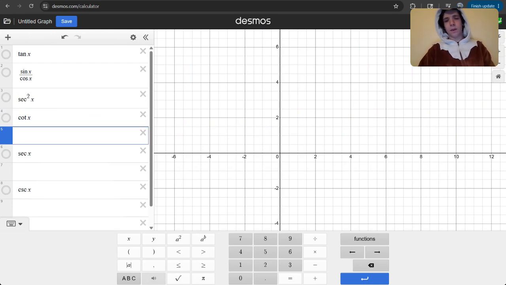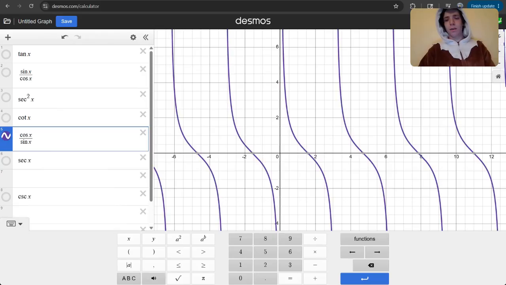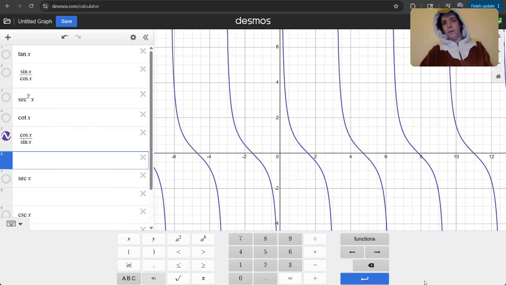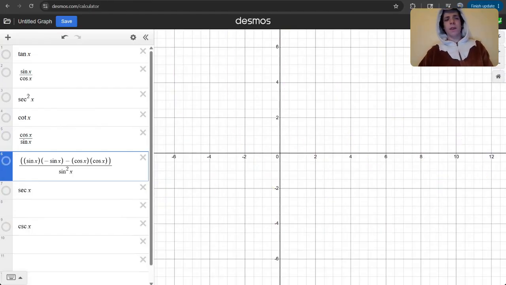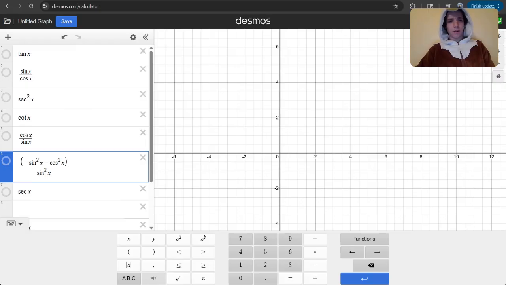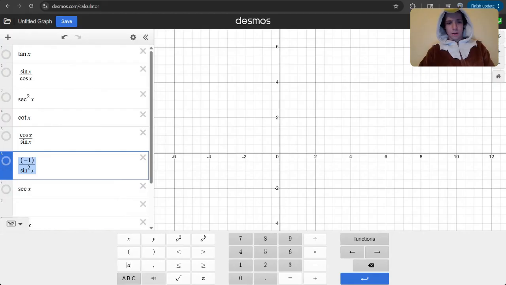Now for cotangent of x, we can do a similar thing, but this time it's cosine over sine. And to take the derivative, again, we use the quotient rule. That's the bottom times the derivative of the top minus the top times the derivative of the bottom over the bottom squared. And then we can also simplify this to minus sine squared x minus cosine squared x, which is negative 1. So we have negative 1 over sine squared x, or negative cosecant squared x.